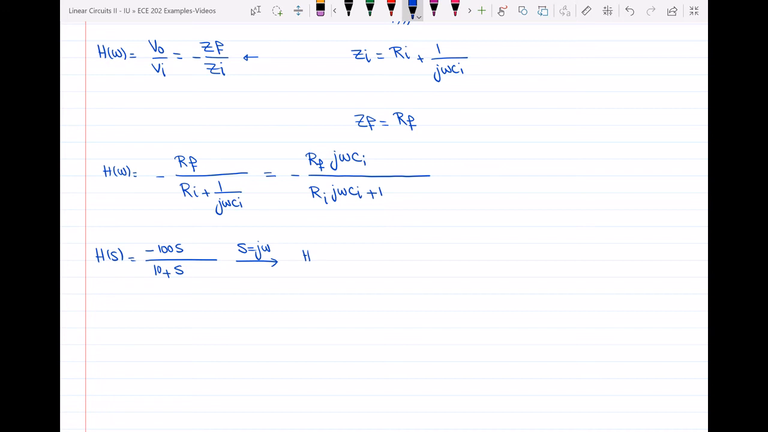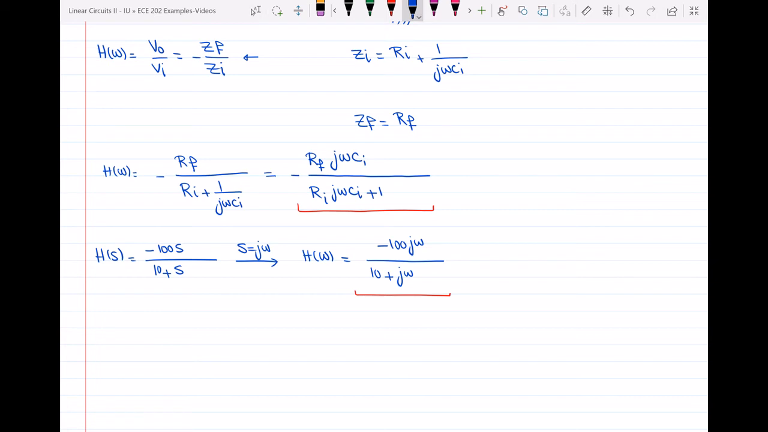Okay, now in the problem, it also says that s is equal to j omega, as we all know. So I can say that my H of omega here is equal to minus 100 j omega over 10 plus j omega. All right, so now what I have to do is compare this transfer function over here with this transfer function over here. So how can I compare them together? I have to have the same type of denominator and numerator, right?